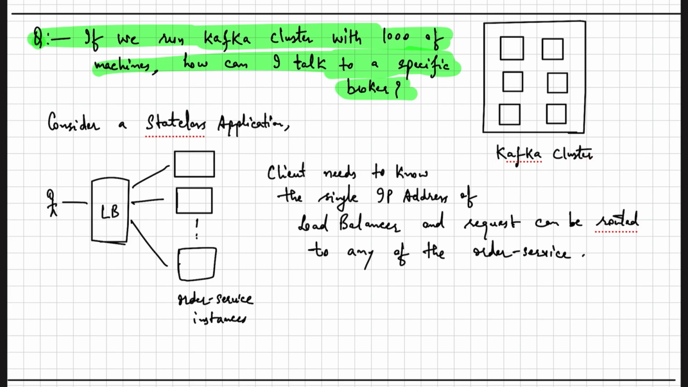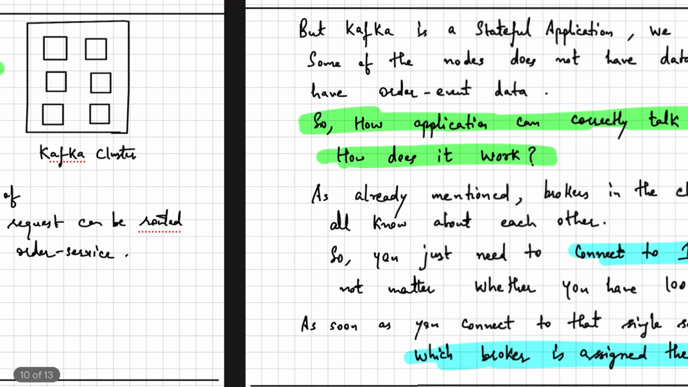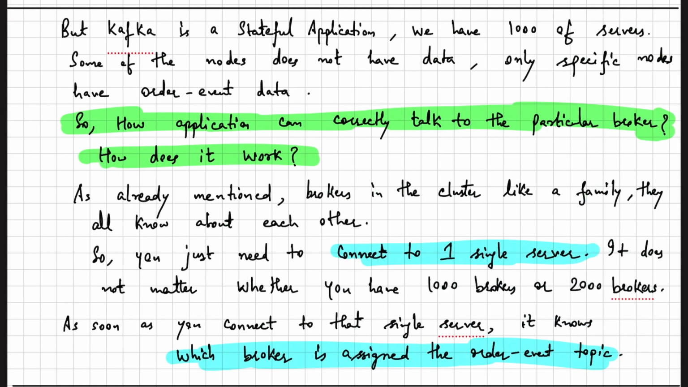But in this case, since Kafka is a stateful application, how would the client connect to this cluster with a particular specific broker? So let's see how it is. Now, as I already mentioned, the brokers in this cluster work like a family. They all know about each other, right? As I already mentioned, all the brokers have all the metadata. The controller, as and when it updates the metadata, just pushes the updates to all the brokers. So at the end, you just need to connect to one single server, right?